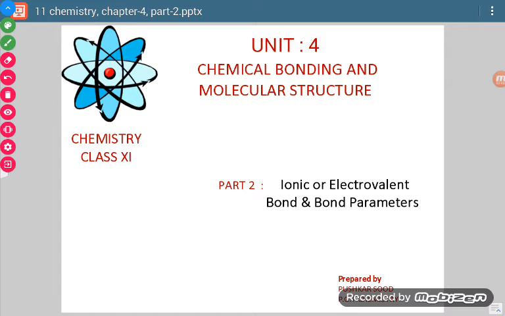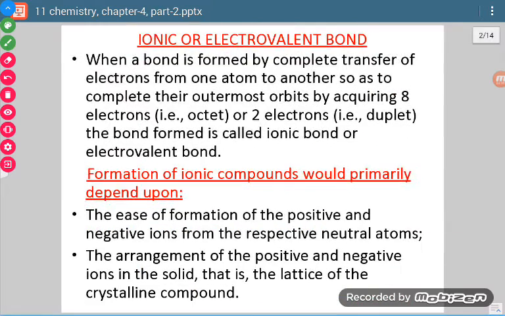Good morning, students. So today we are going to discuss ionic or electrovalent bond and bond parameters. These two things we are going to discuss in detail in our fourth unit today. Now first of all, what do we mean by ionic or electrovalent bond?